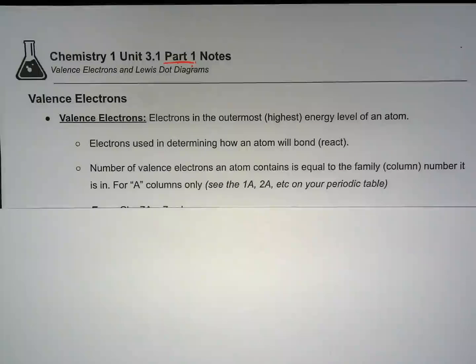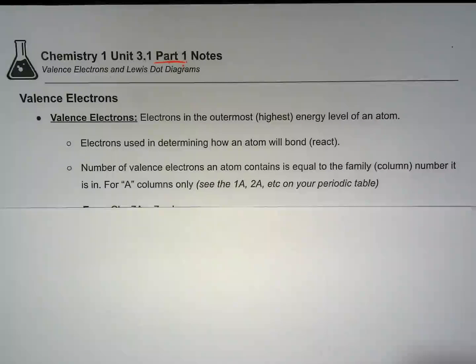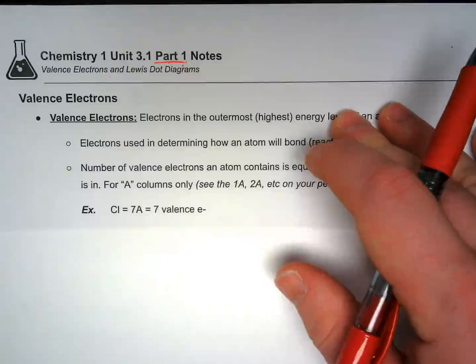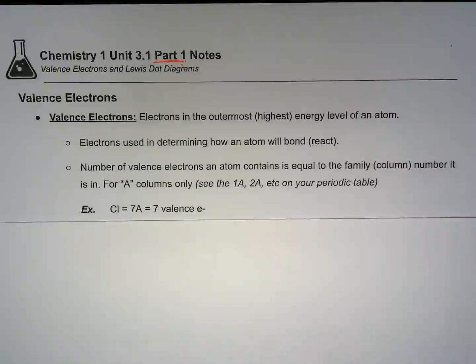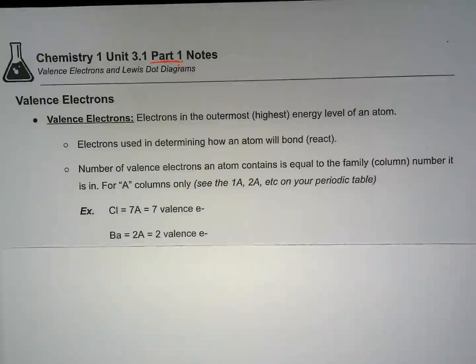Okay, which is super nice because it makes our life a little easier, especially when we're doing practice problems like this. So as an example, chlorine being in 7A, chlorine will have 7 valence electrons. And then as the next problem, barium is in 2A, so barium will have 2 valence electrons.